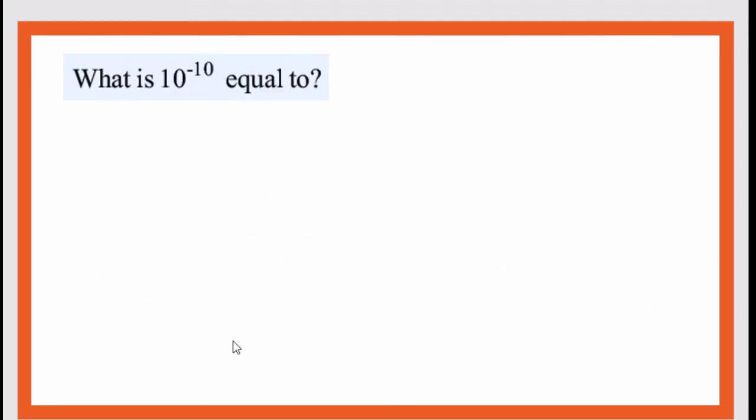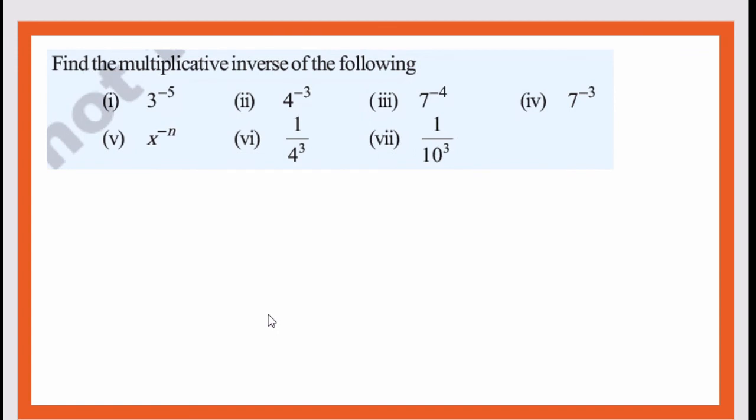Next, one more question. So 10 power minus 10 can be written as 1 by 10 power 10. So it's simple. Next, one more.